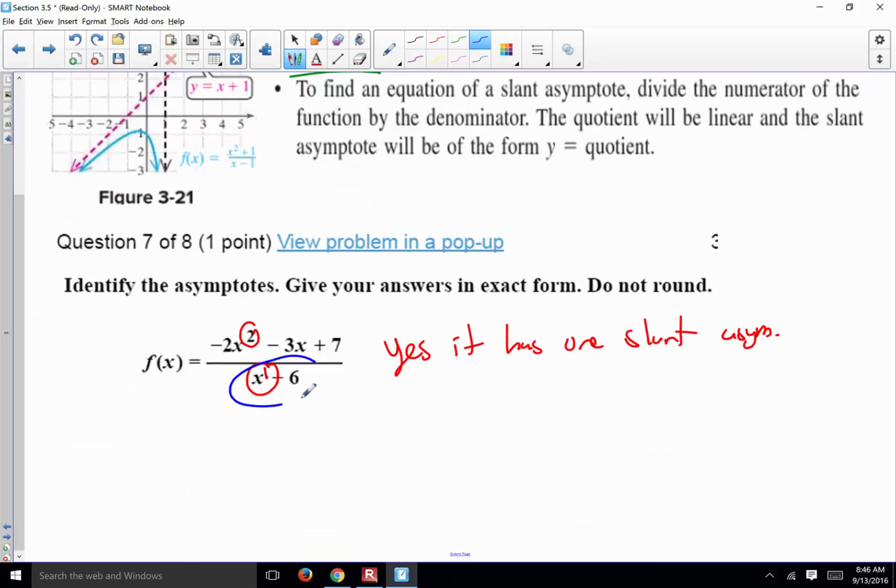Does this thing ever happen to be 0? Yeah. When?